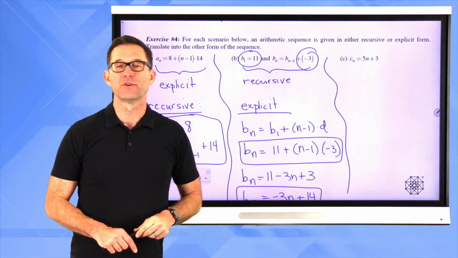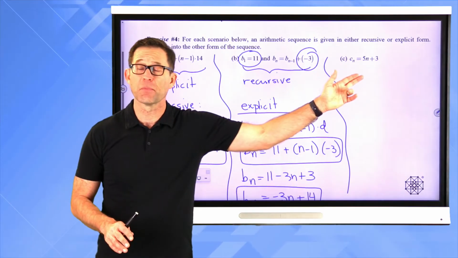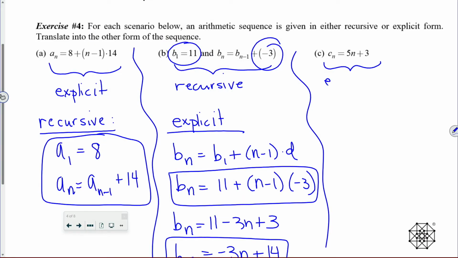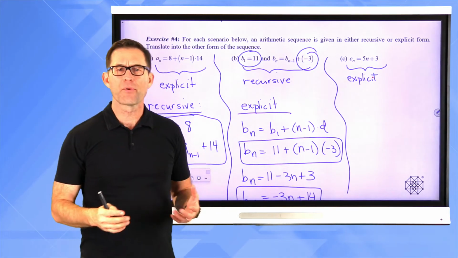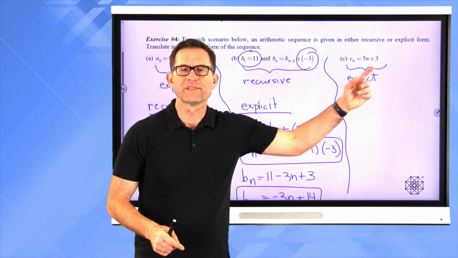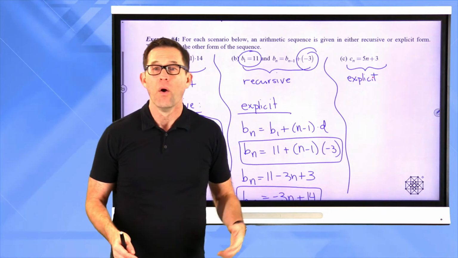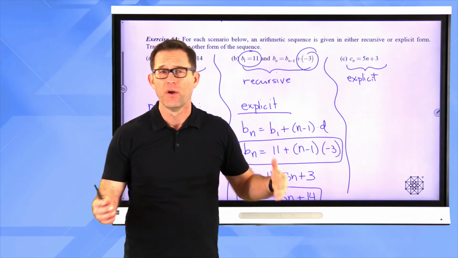Now, letter C is a little bit trickier. One thing that I think we can definitely say for certain is that this is explicit. This is definitely an explicit formula. And therefore, what we want is the recursive definition. Now, this could be a problem because it would be very easy to say, oh, maybe C1 is 5 and the common difference is 3 because I'm adding it on, or maybe C1 is equal to 3 and the common difference is 5.